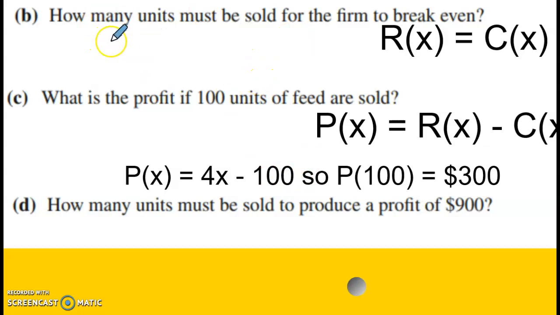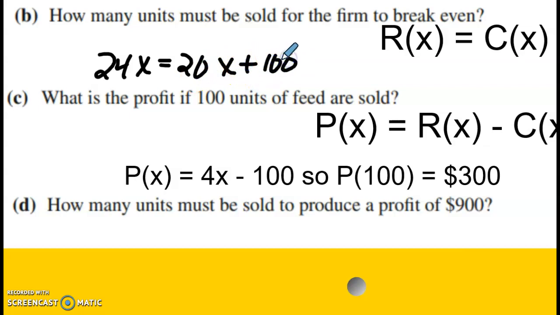So how many units must be sold for us to break even? 24x has to equal 20x plus 100. Okay? So I'll subtract 20x from both sides. That gives me 4x equals 100. Divide by 4. It looks like we better sell 25 units. And if we sell 25 units, we're at our break-even: revenue equals cost.